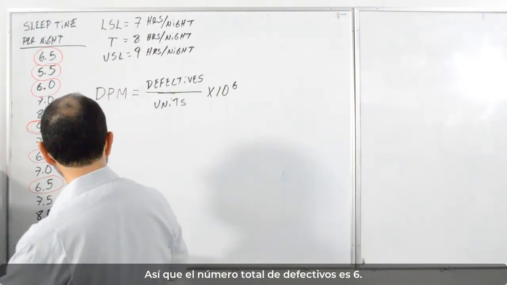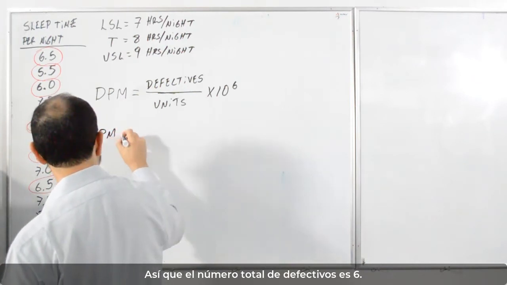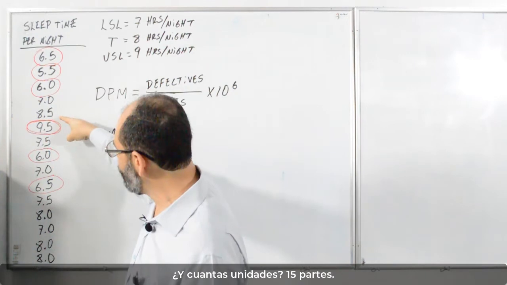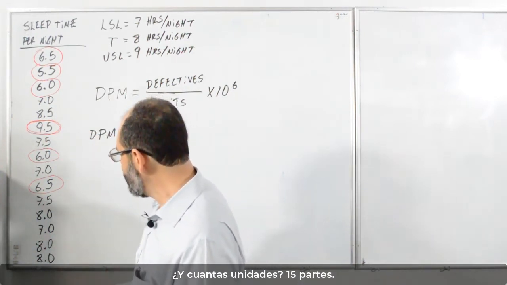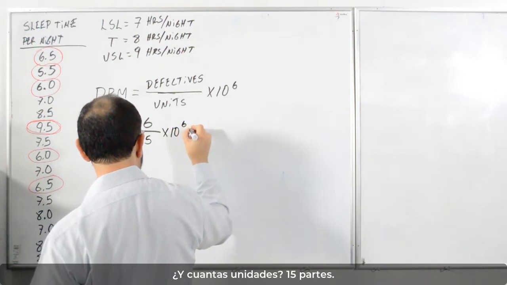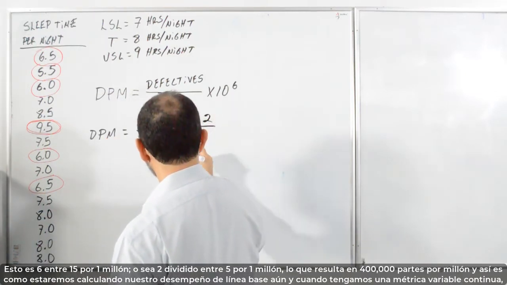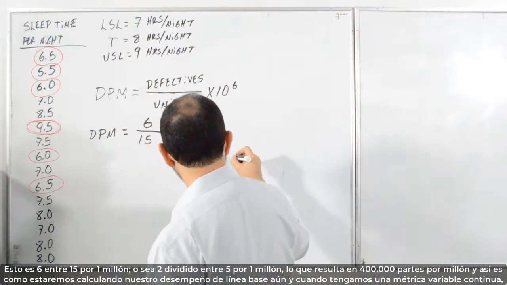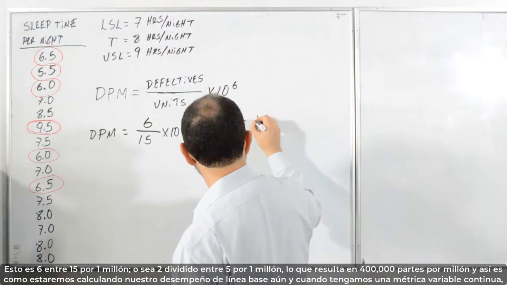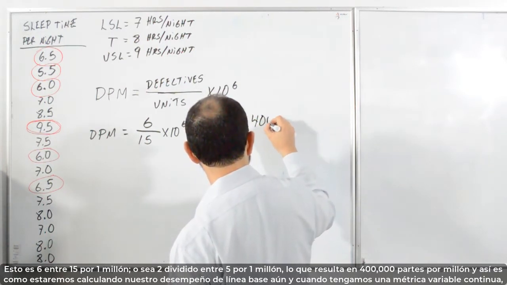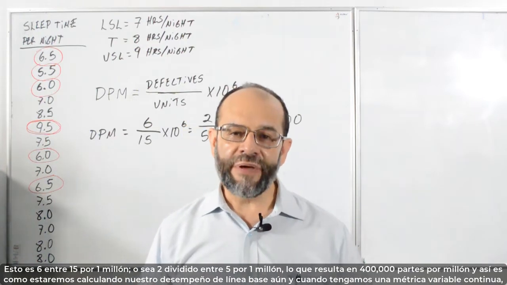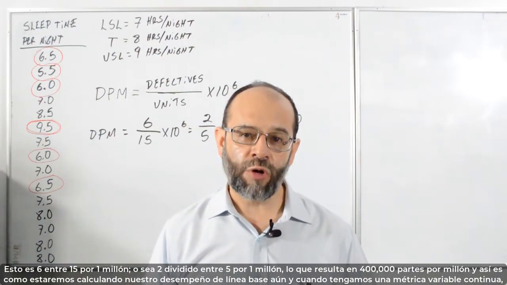So defects per million is equal to 6 defects per million units. And how many units? Total number of units: 1, 2, 3, 4, 5, 6, 7, 8, 9, 10, 11, 12, 13, 14, 15. So we are having 15 parts times 1 million. That is 2 divided by 5, and that is times 1 million, 400,000 parts per million.